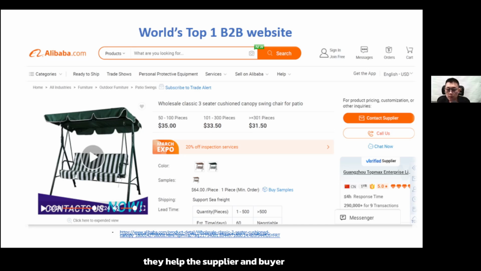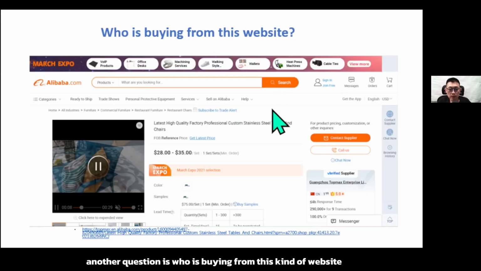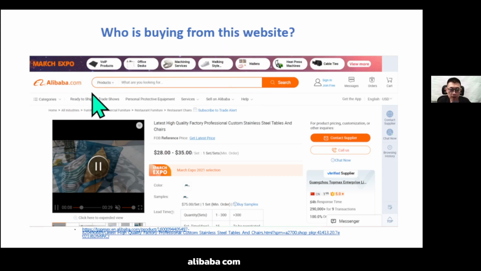They help the supplier and buyer. Shopee, Amazon, Lazada, JD, or Coupang from Korea. They all serve the same role as a very important middleman. And another question is, who is buying from this kind of website, Alibaba.com?